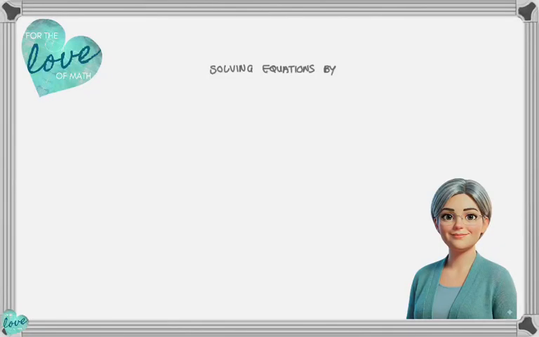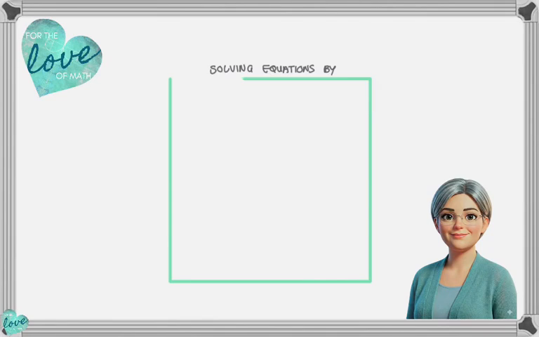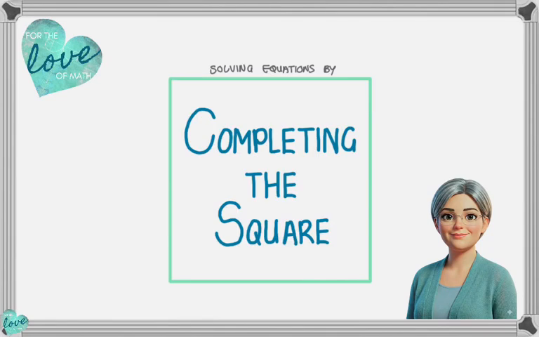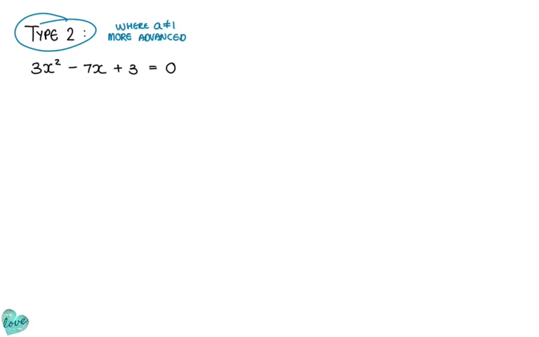Today we are solving equations by completing the square again. But today we are looking at the more advanced type 2, where the a is not 1. And I have deliberately chosen an example that looks real complex, with fractions. Don't get scared. The steps are still the same.